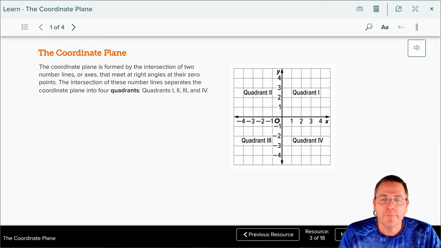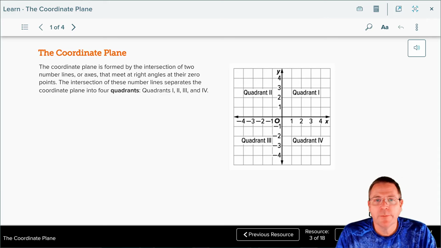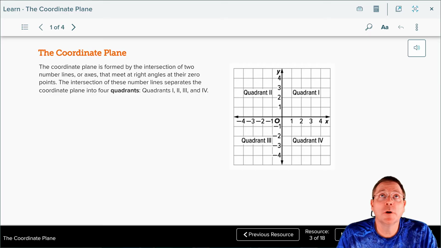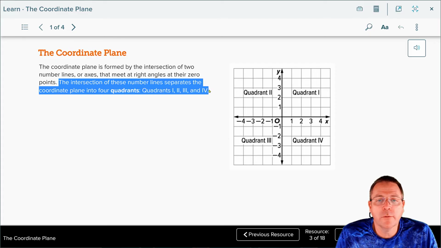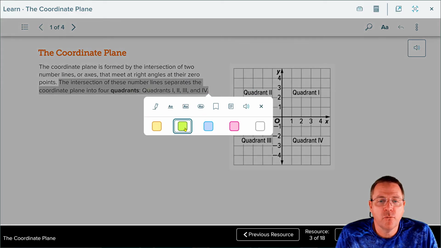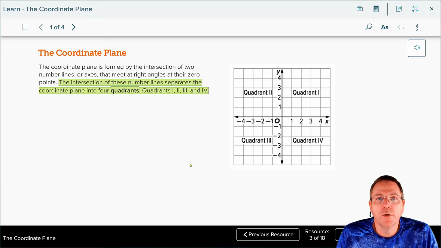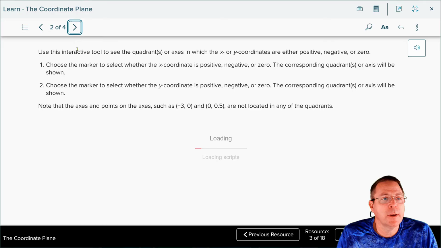And with that, we have finally finished the first resource of lesson 5. All right. So, the coordinate plane is formed by the intersection of 2 number lines, an x-axis and a y-axis, that meet at right angles at their 0 points. The intersection of the number lines separates the coordinate plane into 4 quadrants. The quadrants are listed as Roman numerals 1, 2, 3, and 4, and I've already discussed that with you, so that should not be anything new.